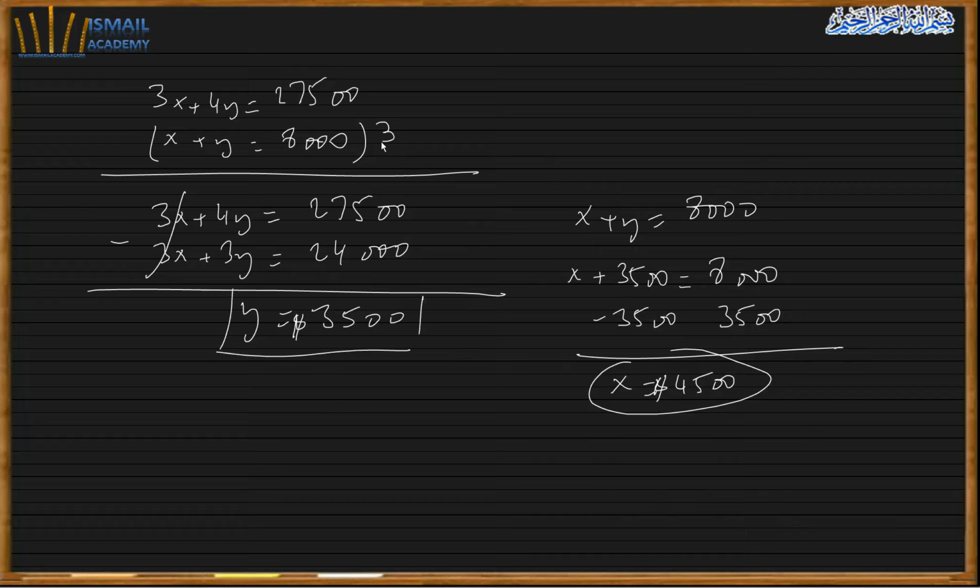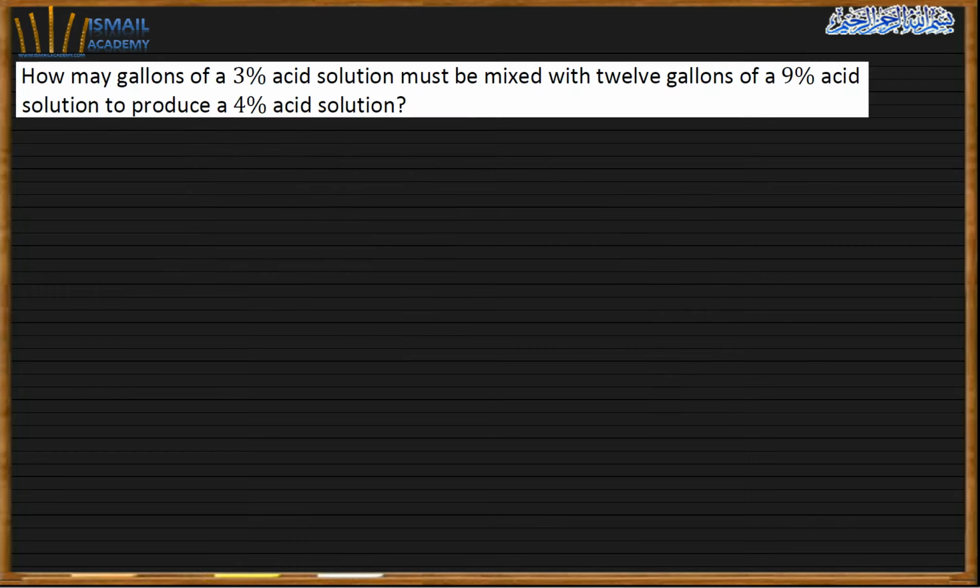You can use double elimination, but on the test it's not worth it, because this is a very simple equation that you can plug in and solve for the other one. Alright, so next question here: how many gallons of 2% acid must be mixed with 12 gallons of 9% acid solution to get a 4% acid solution?